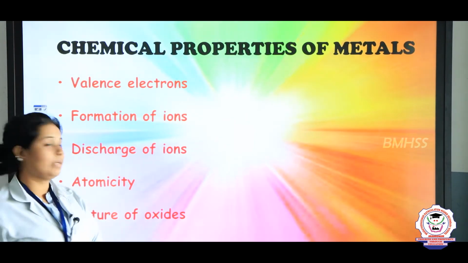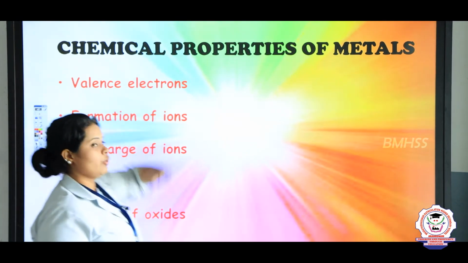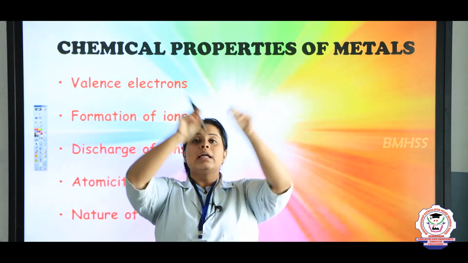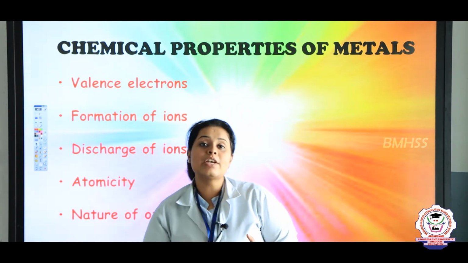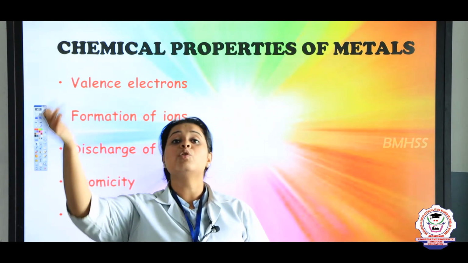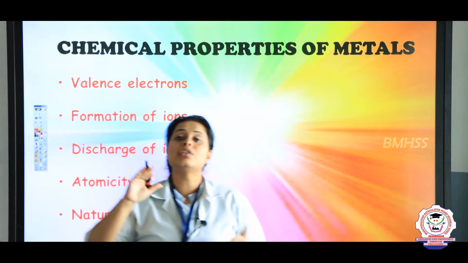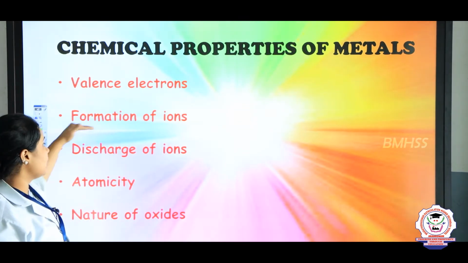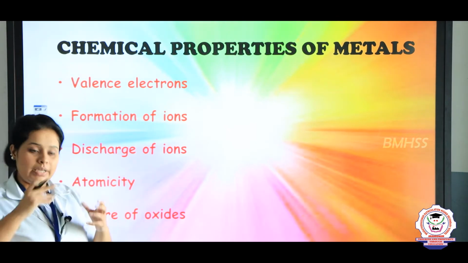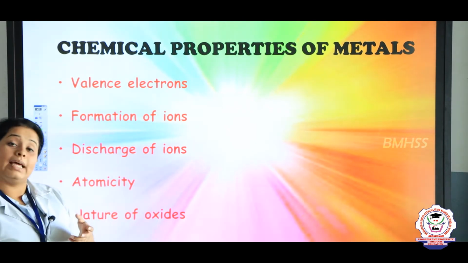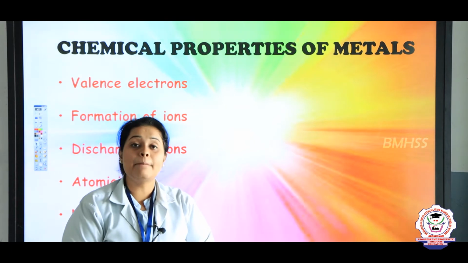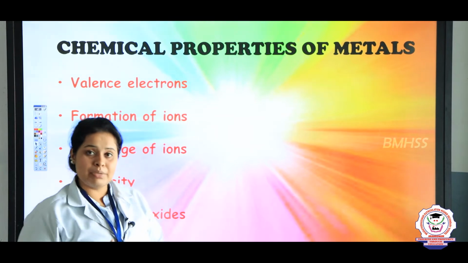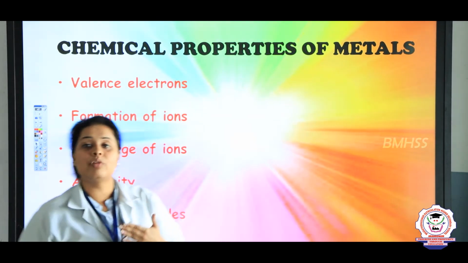The first chemical property is valence electrons. Valence electrons means that there is an atom, so there will be an outer shell. In that shell, if the electron can be removed easily, that means the valence electrons can move, and the second point is formation of ion. If there is a removal of an electron, then an atom will become an ion. In the same way, discharge of ion will be there. Discharge means removal of ion from the metals.